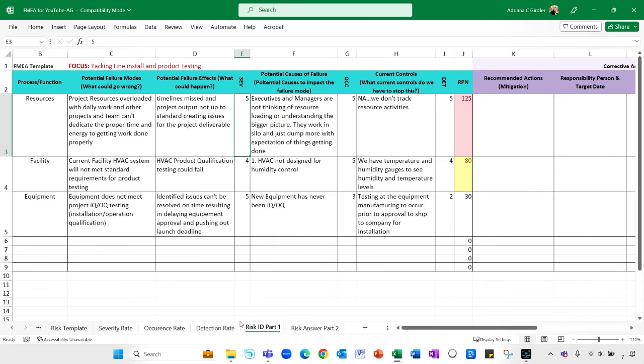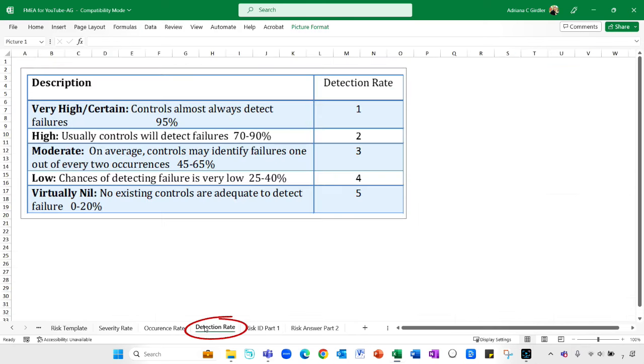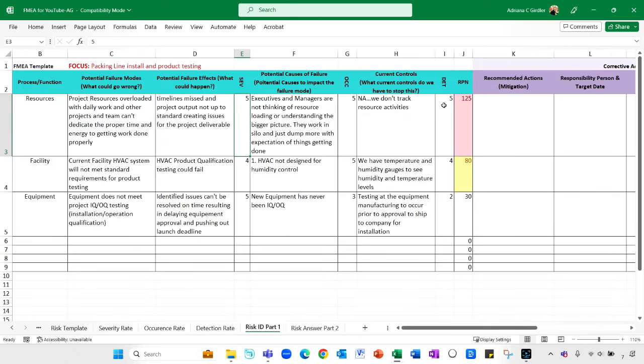So our detection rate, which I'll go to this tab over here. Now this is where it's the opposite. If we have really good controls that we can detect things, then it's a one. But if we have virtually no controls that are going to detect the issue, then it's a five. So you can see for us, we said that our detection rate is a five. There is no way we're going to be able to guess when an executive or manager is going to be overloading somebody.